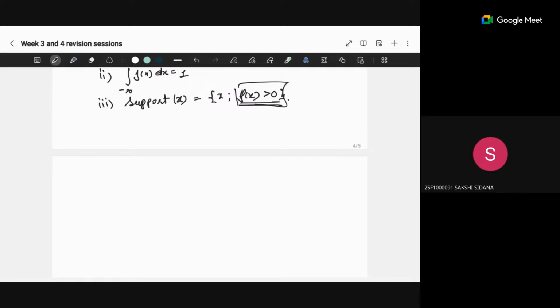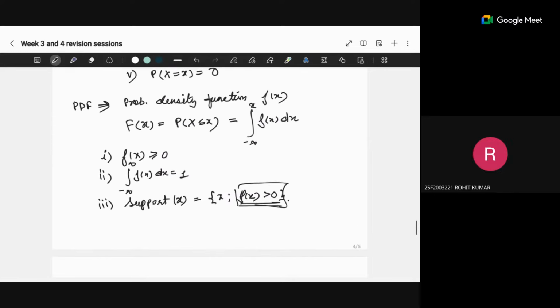Ma'am, can you please show the screen with the PDF again and continue? Could you explain the PDF again? I did not understand very well. Sorry, once again, could you repeat the three PDF properties?